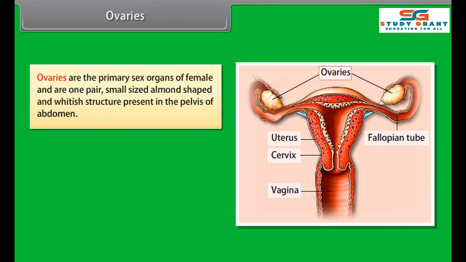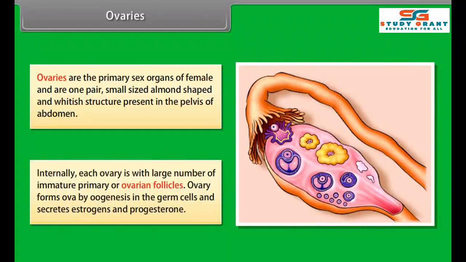Cowper's glands are a pair of white, pea-seed-sized glands present at the base of the penis. They secrete alkaline semen, which neutralizes the acidity of urine, activates sperms and provides nutrition to the sperms.